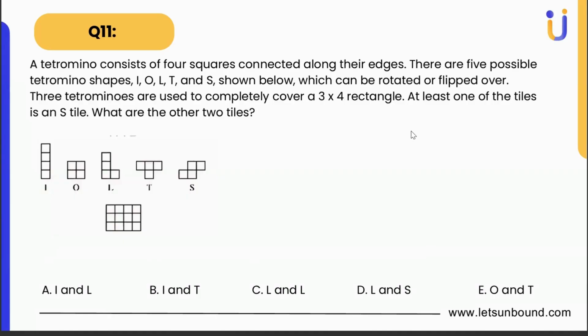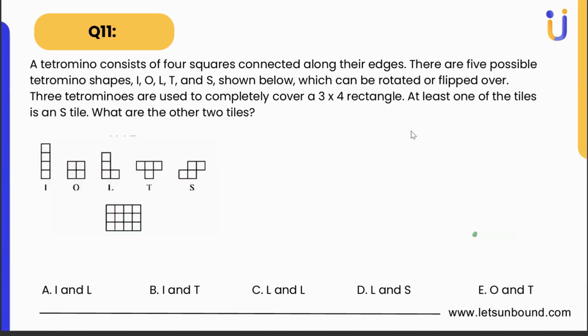Going on to question number 11, the question says, a tetromino consists of four squares connected along their edges. So a tetromino is nothing but like a Tetris game that you would have played earlier. It says there are five possible shapes I, O, L, T, and S, which are shown below, which can be rotated or flipped over. Now, this is something to be read through carefully, that these shapes can be rotated or these shapes can be flipped over.